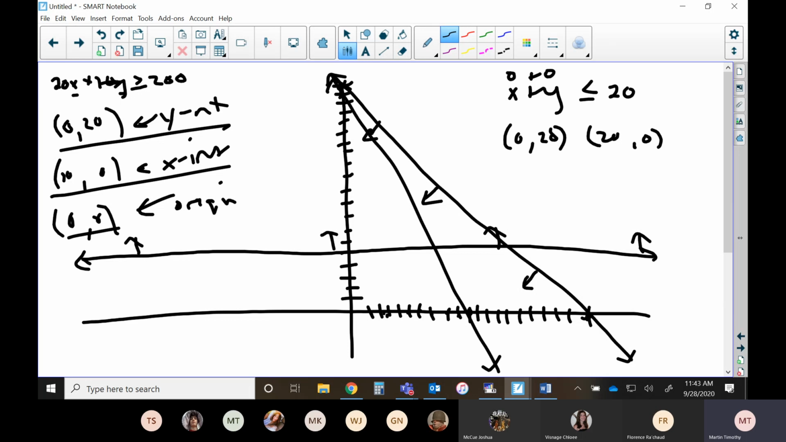0, 0. This turns into 0 is greater than 200. Is that true? So that means that it's above this line. And that means that it's any area in this. It won't always make a triangle. There can be different shapes, but so far it's been kind of making that. Good? All right, that's it.